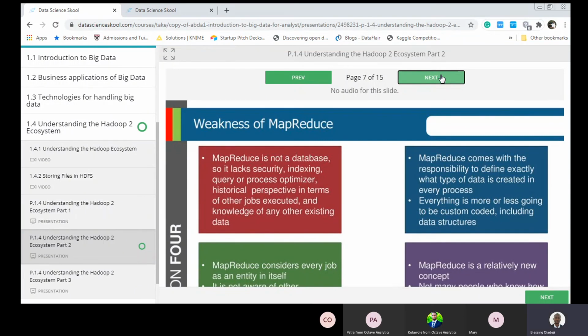Okay, I thought somebody wanted to ask a question. Okay, so what are the downsides of MapReduce?